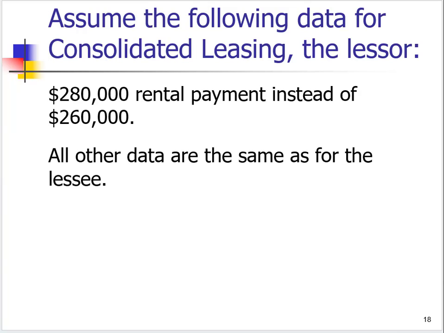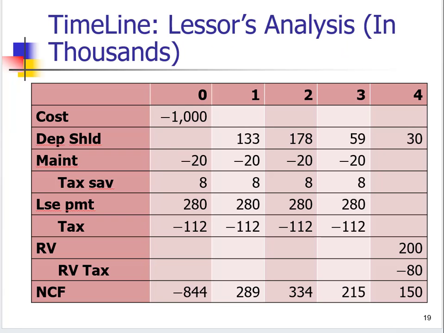So in this case, where we were talking about the original project in another video, what if we charged $280,000 as the rental payment instead of $260,000? So again, what's going to happen? Everything else stays the same for the lessee, of course.